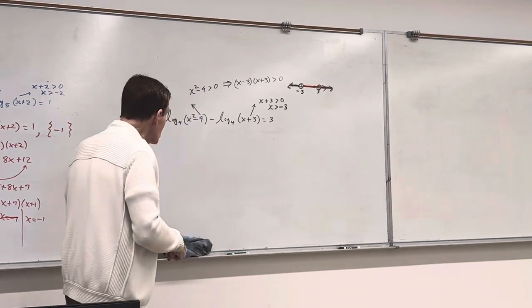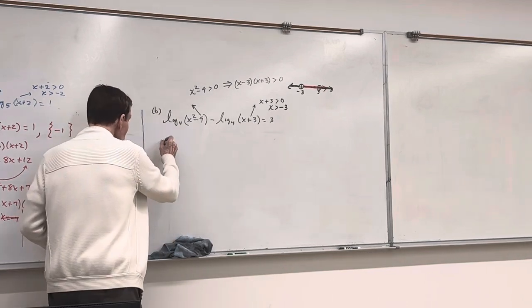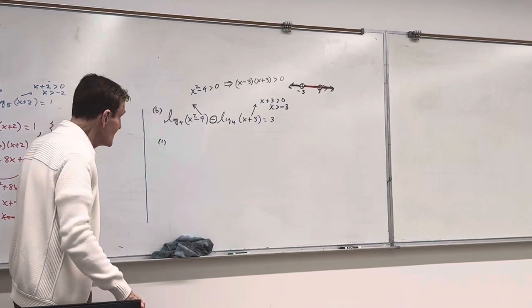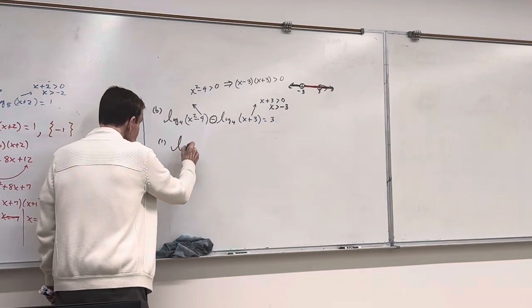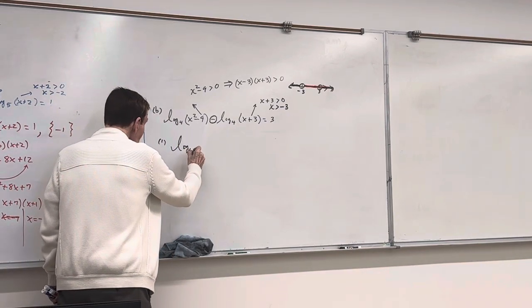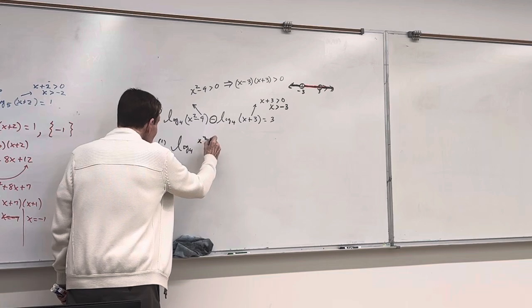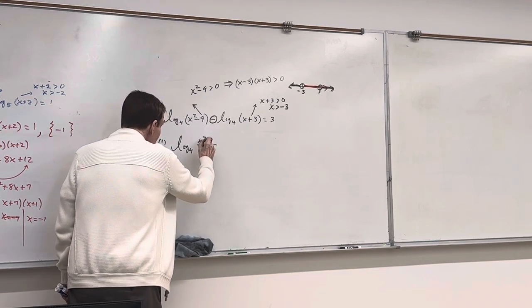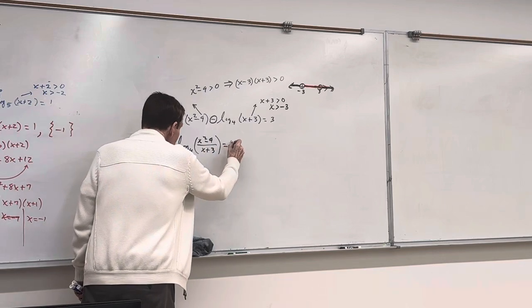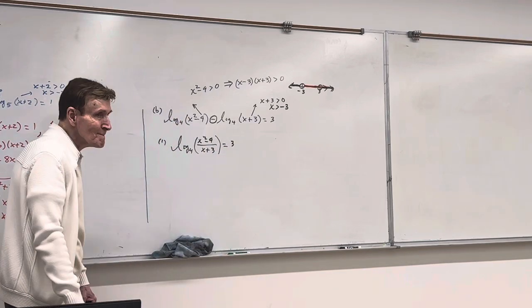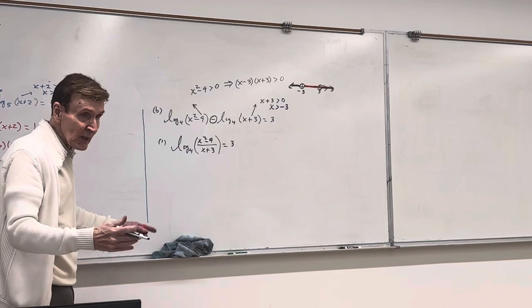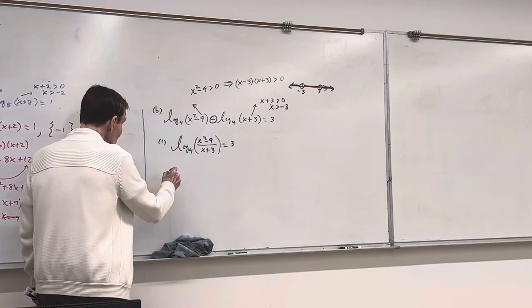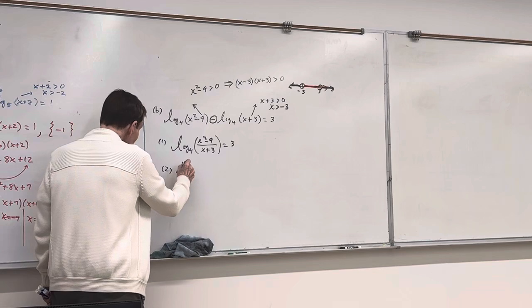Okay, to solve this, here we go. Step 1. If you're going to use a property with logs, and these are logs, let's use the quotient property. Let's rewrite this as log base 4 of this over this is equal to 3. Did I translate that correctly? Oh boy. Then this could be simplified.